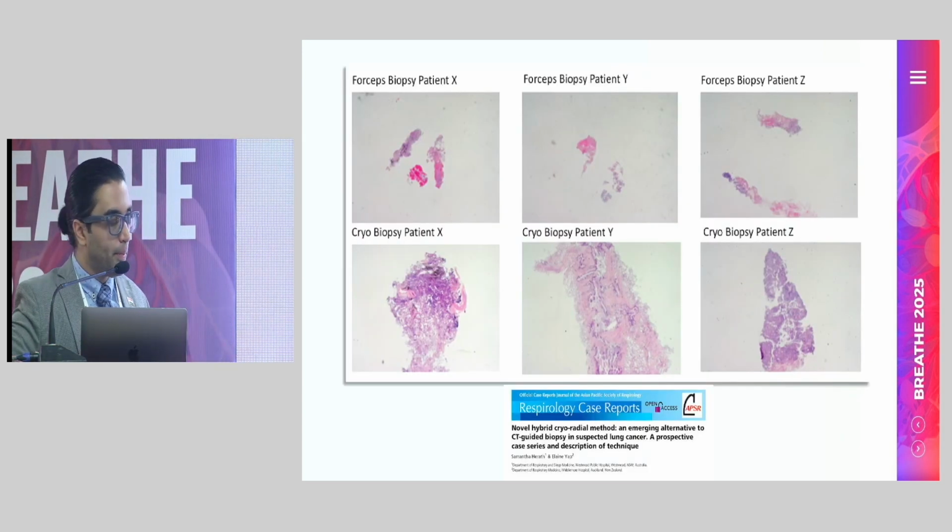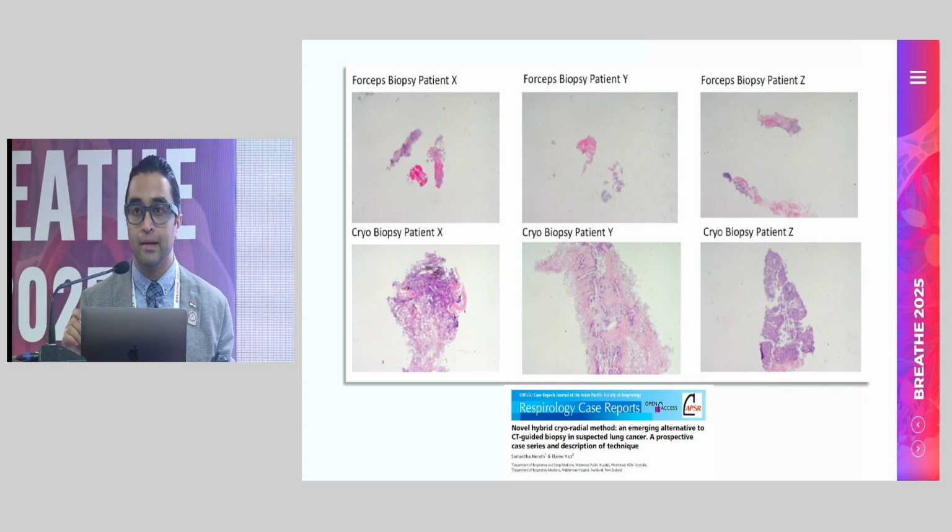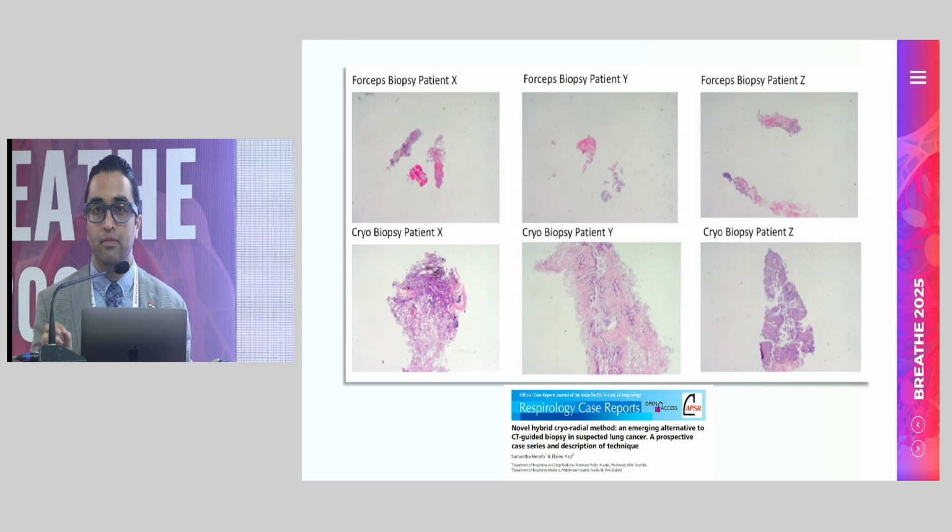This is a direct comparison of how the sample looks to your pathologist when it comes to forceps biopsy. Relatively, when it comes to cryobiopsy, the sample is large and you will never get a pathologist writing to you that the sample was insufficient when it comes to cryobiopsy.